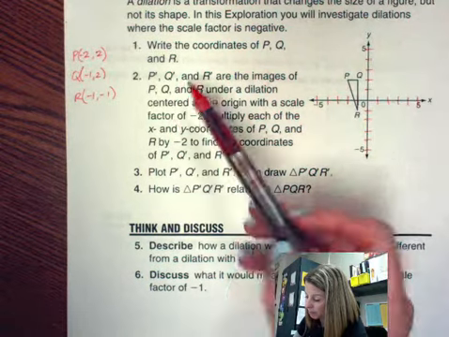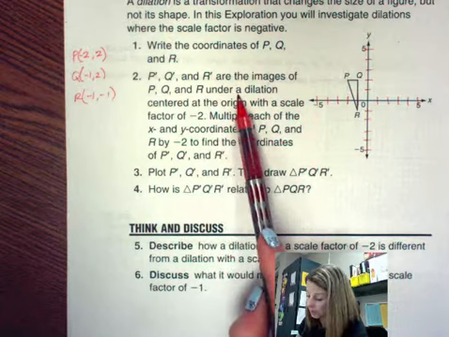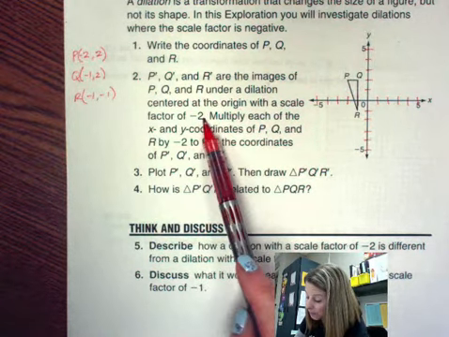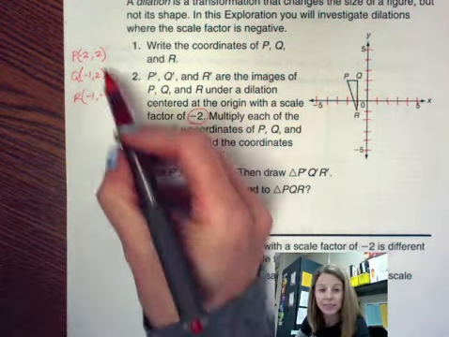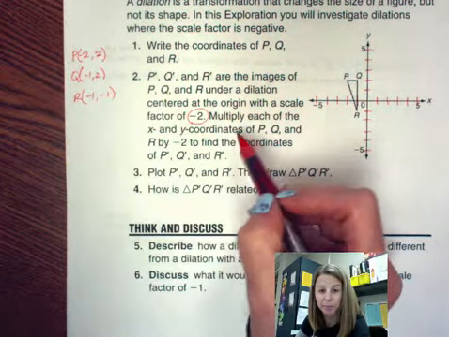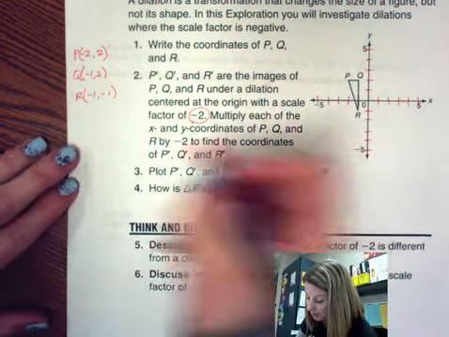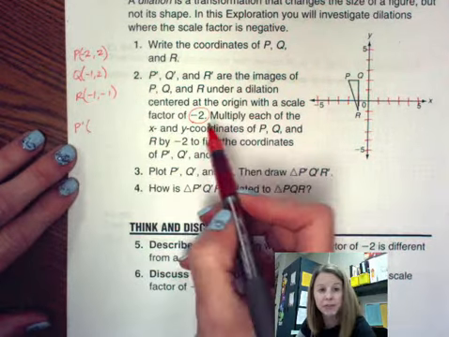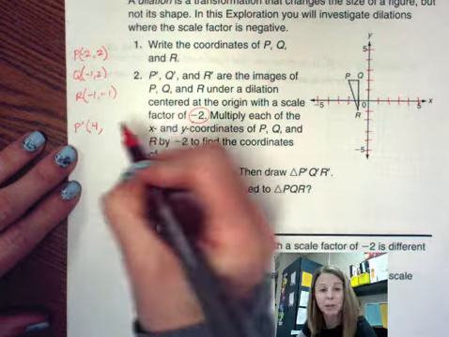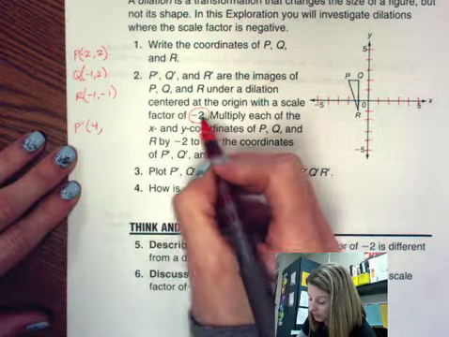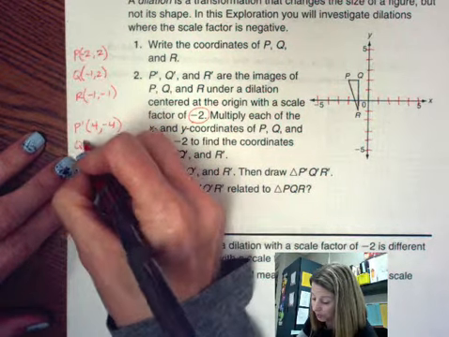P prime, Q prime, and R prime are the images of P, Q, and R under a dilation centered at the origin with a scale factor of -2. Okay, so we haven't worked with negatives. Let's go ahead and just multiply all 6 numbers by -2 so we can get our coordinates. And then I want to graph it, and I want you to see what the effect is. So P prime, if I multiply -2 here in the ordered pair by the scale factor, I get +4. And I multiply 2 times -2, I get -4. So finish those other two out, Q prime and R prime.